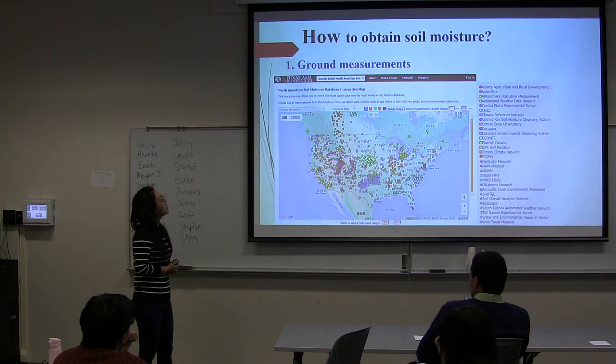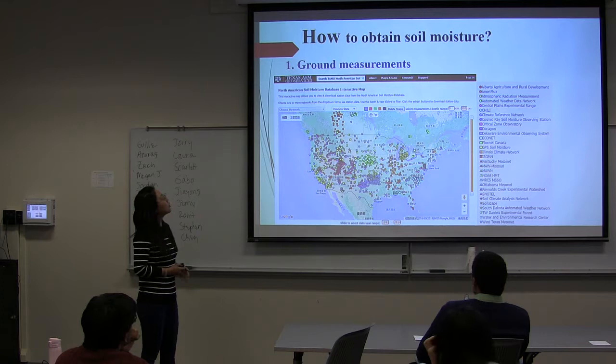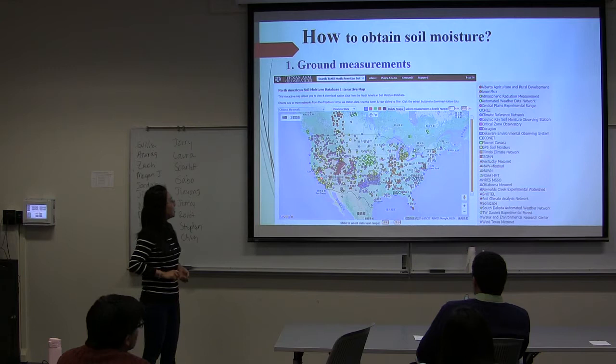There are generally three ways to obtain soil moisture recently. So the first one is ground measurements. And this map shows the current soil moisture measuring network in the US. There are a total of about 30 networks in the US, and we can see from the map each dot with different color and shape indicates one station. So for Oklahoma, the stations are very densely distributed, but for North Dakota, they are very sparsely distributed.